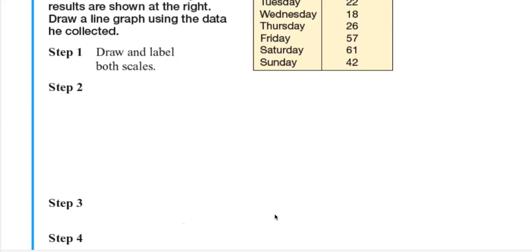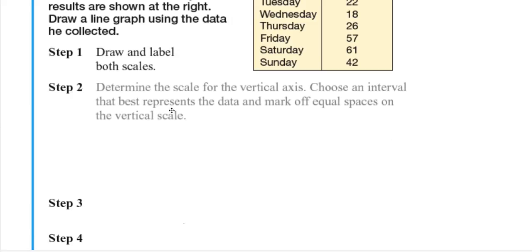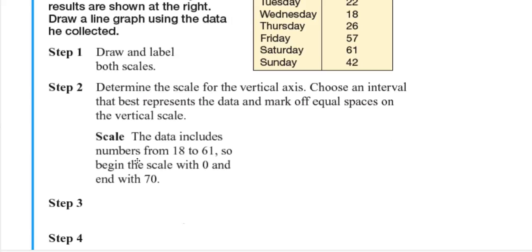Step number 2, determine the scale for the vertical axis. Choose an interval that best represents the data and mark off equal spaces on the vertical scale. If we notice, to be able to get the scale, the data includes numbers from 18 to 61. So begin with a scale of 0 and end with 70. Again, you can see here that the scale starts with 0 and ends at 70, which is a little bit more than the highest number in our data.